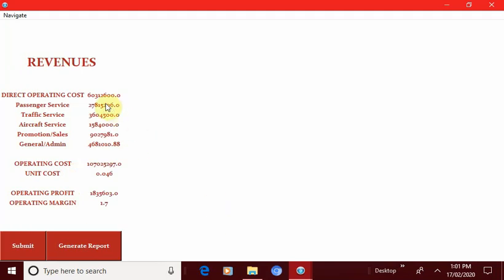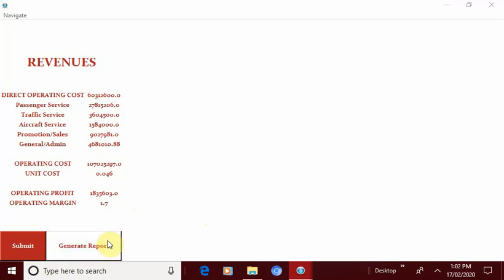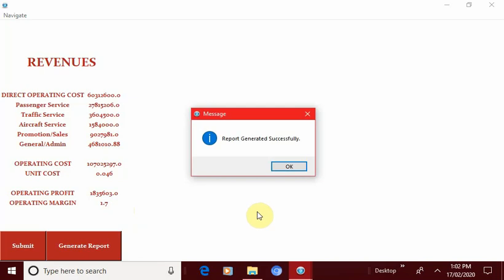Here it is, and these are the figures generated. If you look at it, the direct operating cost, and this is all indirect operating cost in totality. Unit cost is 0.046, operating profit and operating margin. The operating margin is 1.7. Okay. Now we want to generate a formatted report which is detailed and which gives a clear understanding of this particular proposed route.